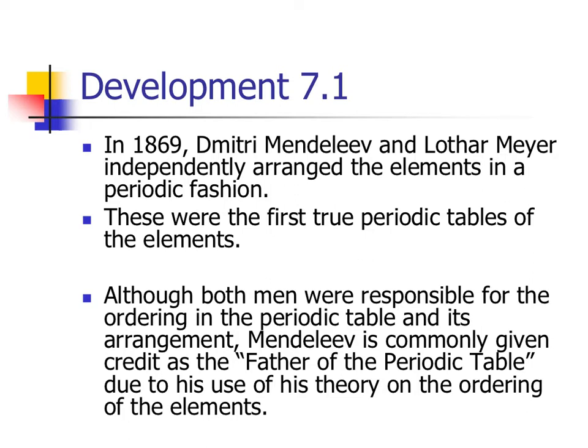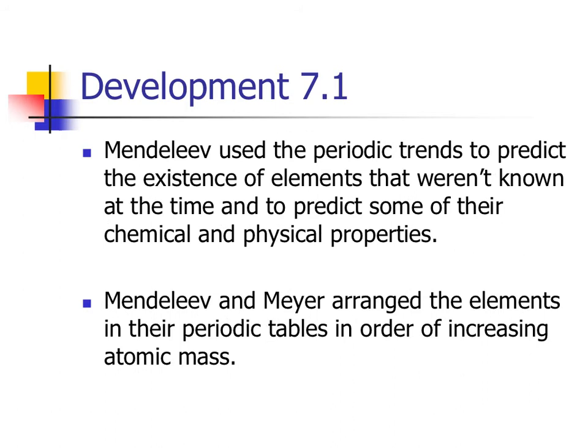Because of that expansion, and what Mendeleev did to allow for that expansion, he gets the title of father of the periodic table. So, what did Mendeleev do differently? Mendeleev used the periodic trends to predict the existence of elements not known yet. That's a big deal.